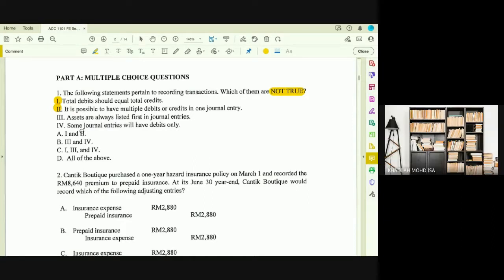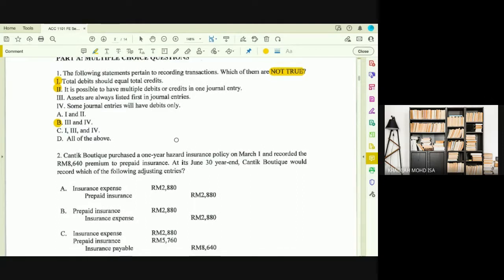So you know that you want the not true answers. You know that 1 and 2 are true, so the answer must be 3 and 4. So you go through each question carefully and make sure that all the options are considered. It means that you go through every item in the question.